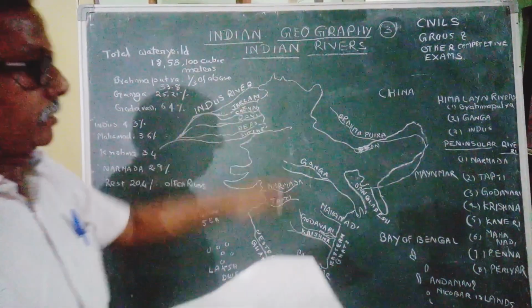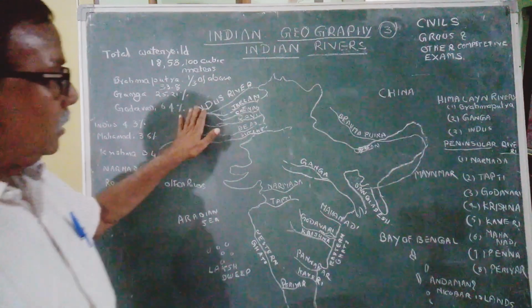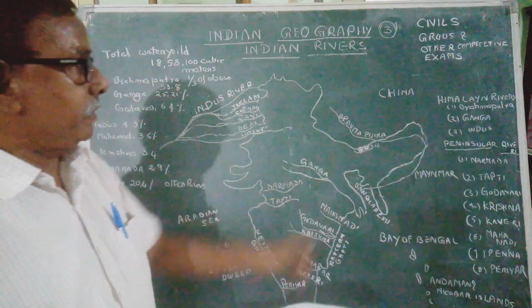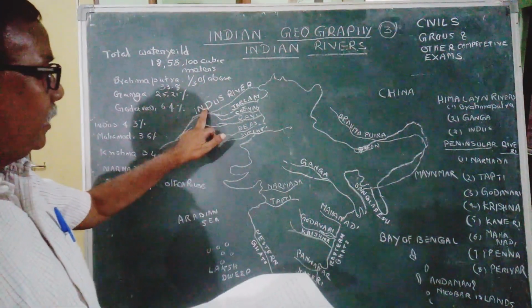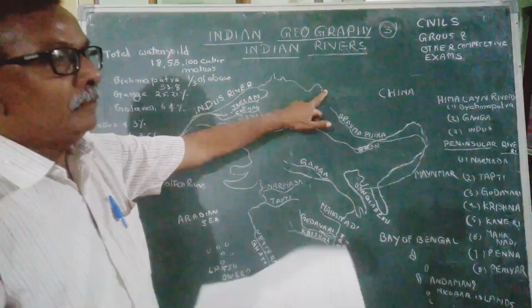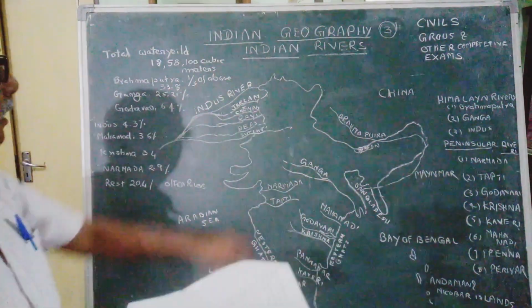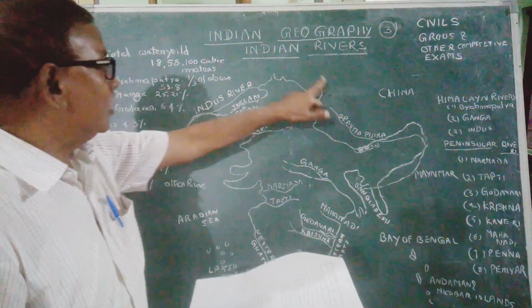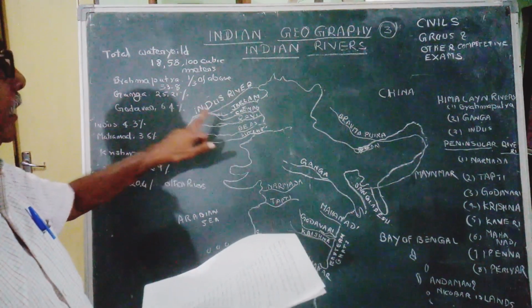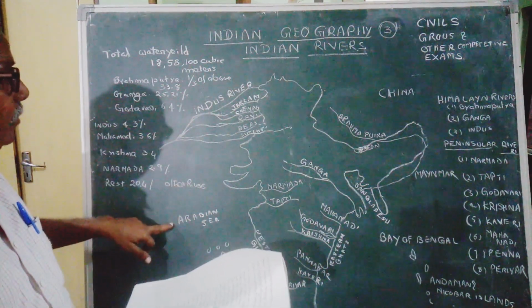The Himalayan rivers: Indus river, Brahmaputra river, and Ganga river come under the Himalayan rivers. Indus river and also Brahmaputra river rise from the Manas Sarovar lake in opposite directions. The Indus river flows towards west, entering Jammu and Kashmir, and then Pakistan, and finally it drains into the Arabian Sea.